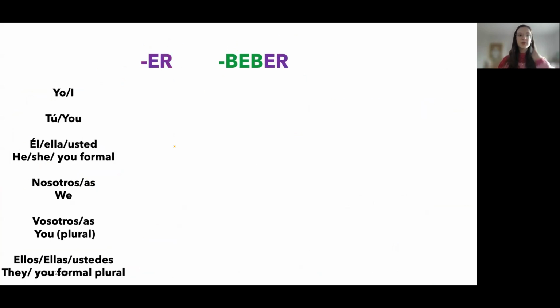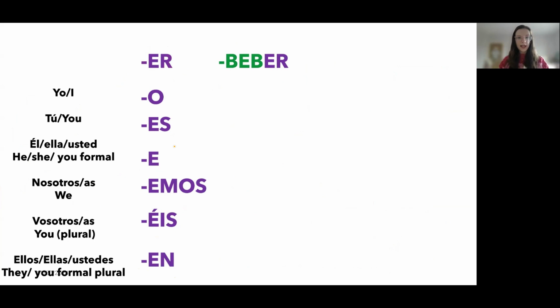What about the ER verbs though? Let's have a quick run through. So ER, we remember our endings. It was this similar idea, but with an E running through it rather than an A. A nice regular ER verb is beber. Beber means to drink.